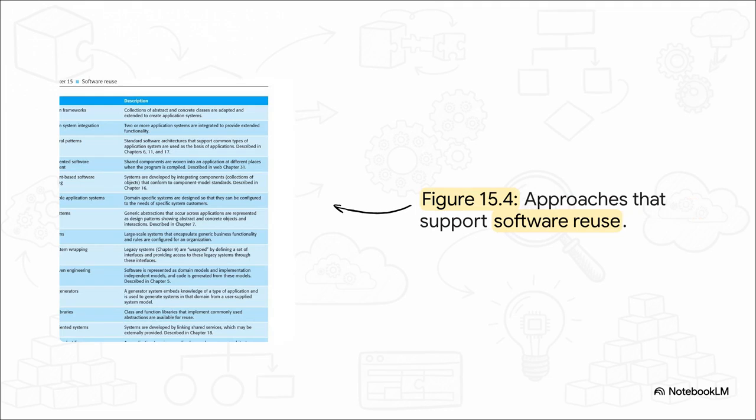We have a table here breaking down those approaches. For your exams, I want you to recognize a few specific enterprise examples from this list. First, application frameworks. These are collections of abstract and concrete classes adapted specifically to create systems. Second, ERP systems, or enterprise resource planning. These are massive, large-scale systems encapsulating generic business rules that get configured for a specific organization. And third, legacy wrapping. This is super common. It's where you take an old legacy system and wrap it by defining a new set of modern interfaces so you can reuse the old code without having to rewrite the whole thing from scratch.